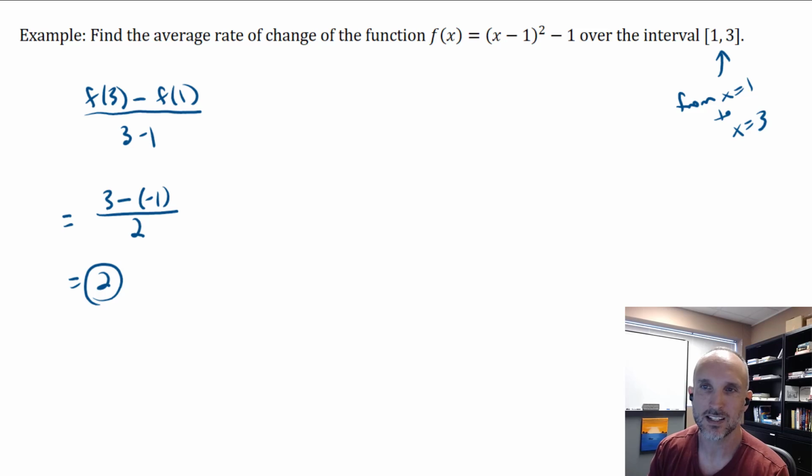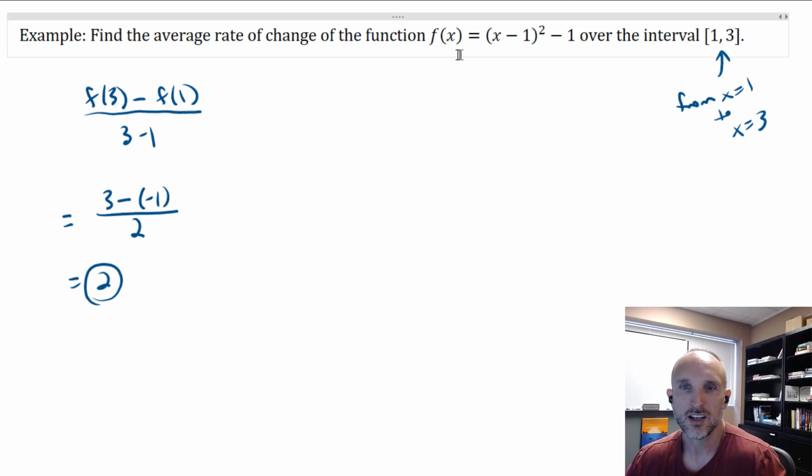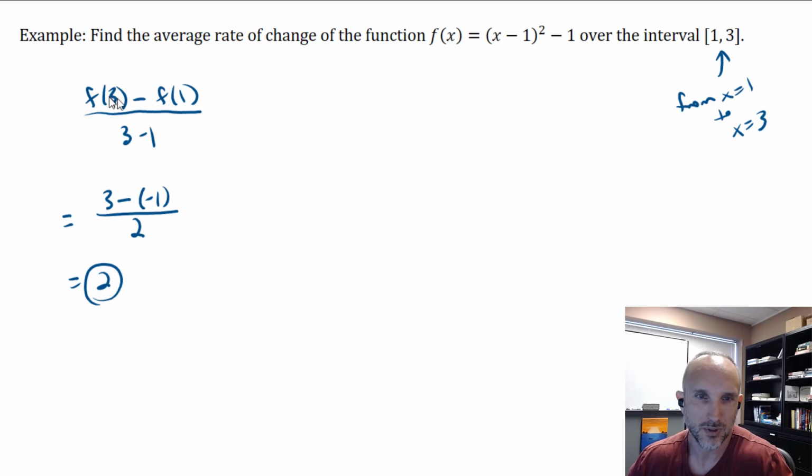Again, it's a great precursor to instantaneous rate of change introduced in calculus. It is also very similar to the difference quotient, which is more generic than plugging numbers into the function to find an average rate of change over a particular interval, but that's slightly different.